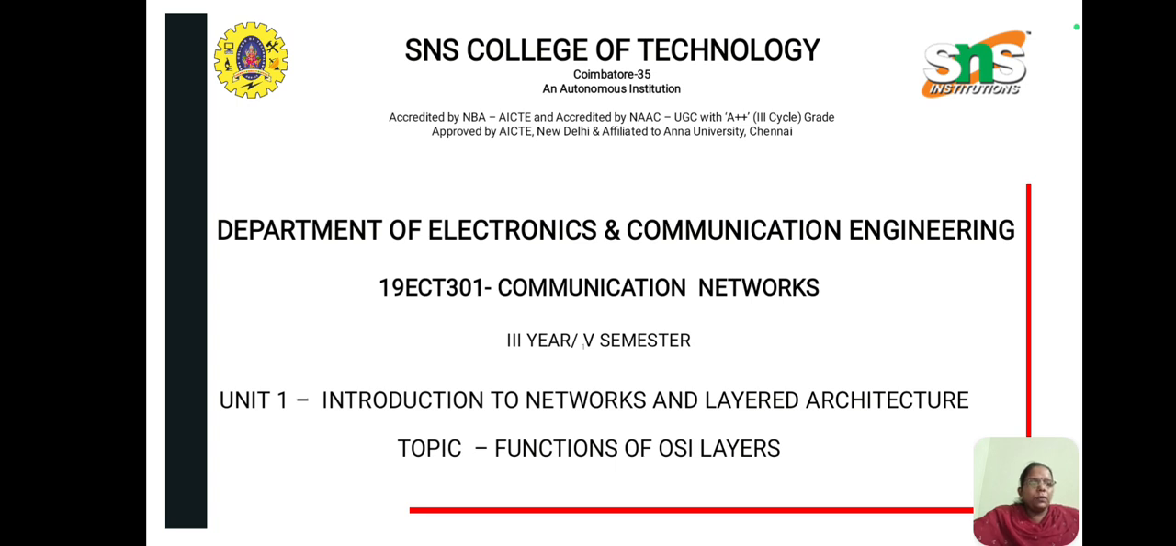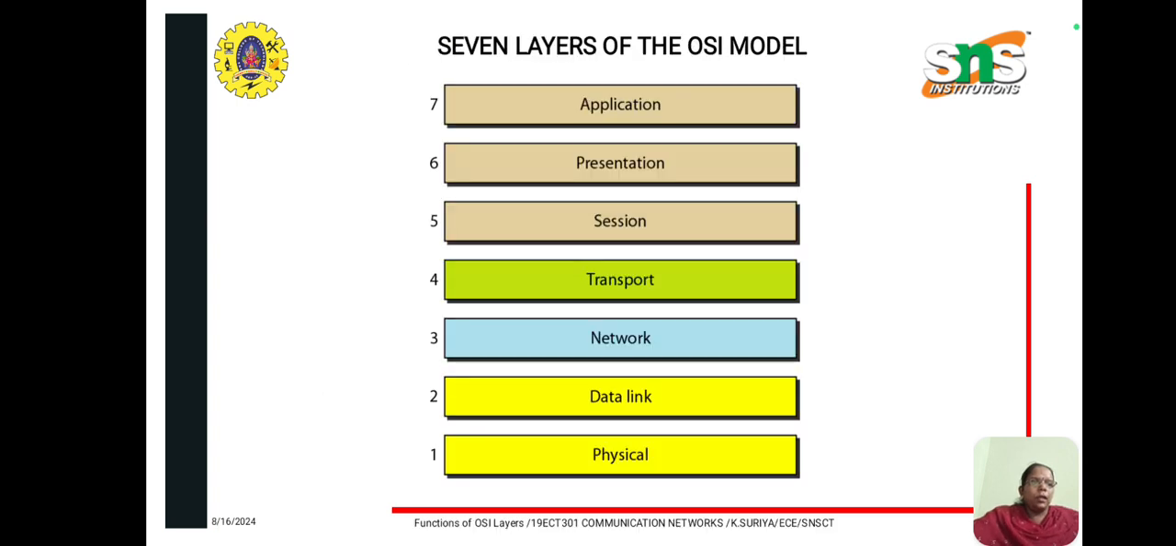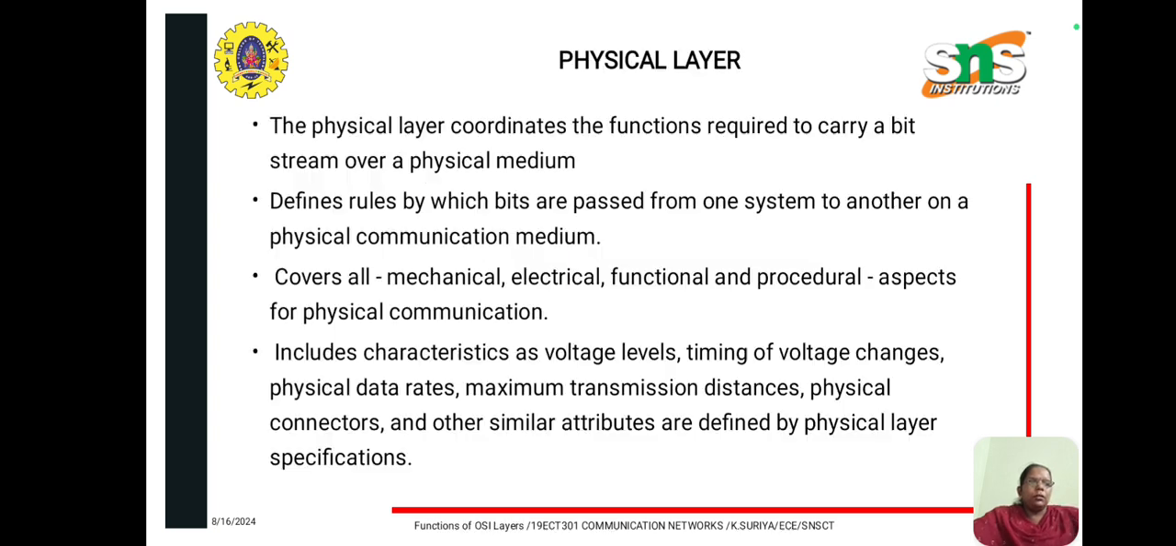So in this video, let us see about the functions of each and every layer in the OSI model. As already we know, there are 7 layers in the OSI model as shown here, which are the physical, data link, network, transport, session, presentation and application. We'll see about the physical layer.